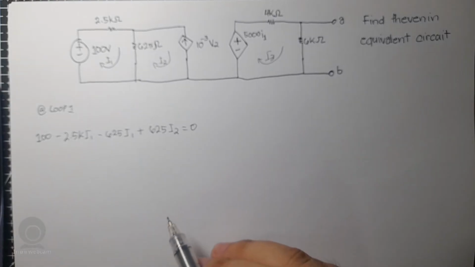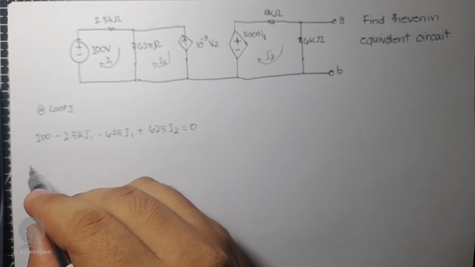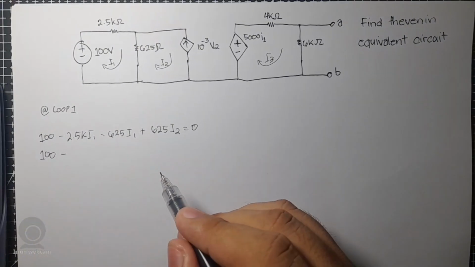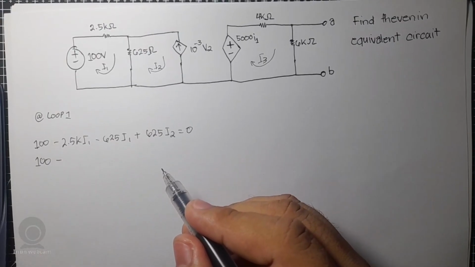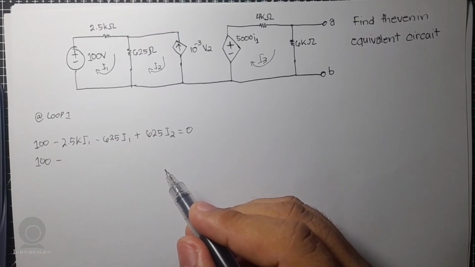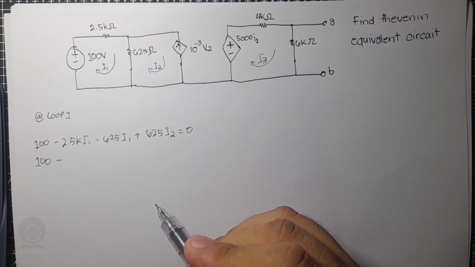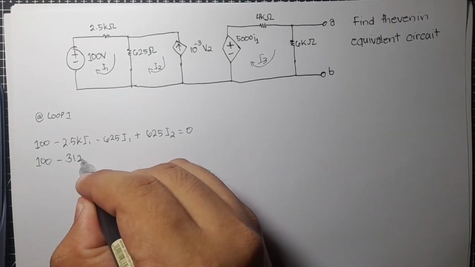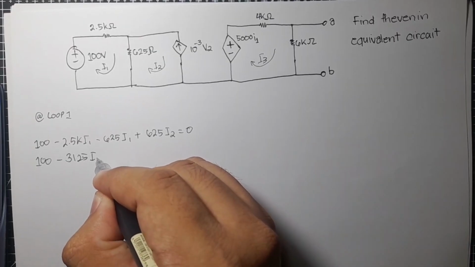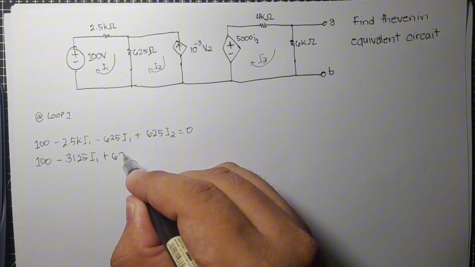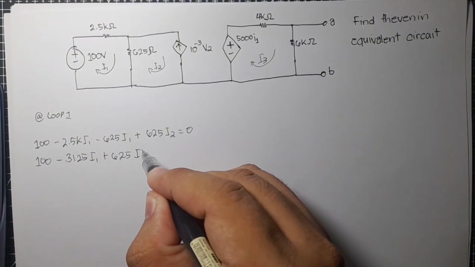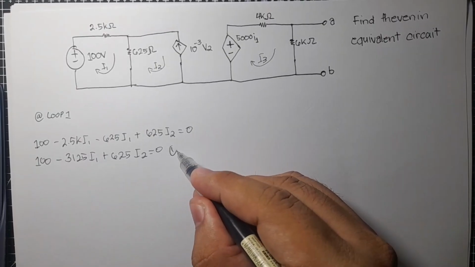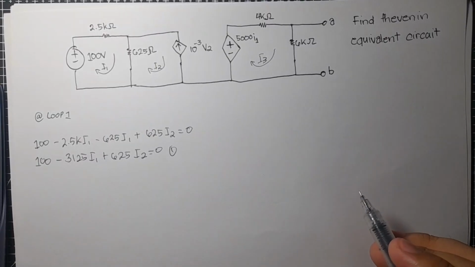So let's simplify the first equation, which is 100 minus 3125 I1 plus 625 I2 equal to 0. So this is the first equation.